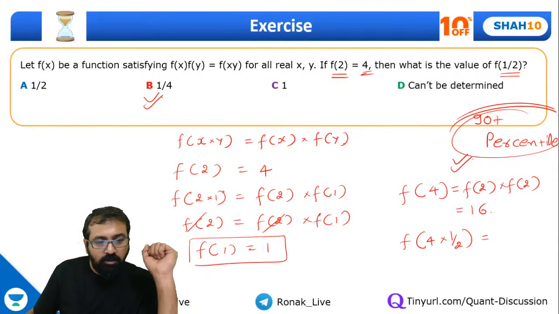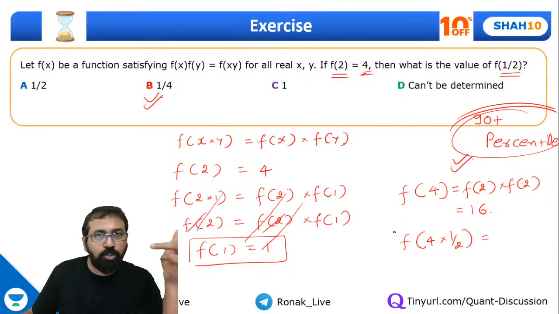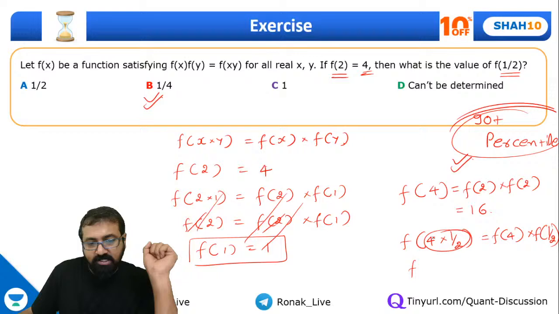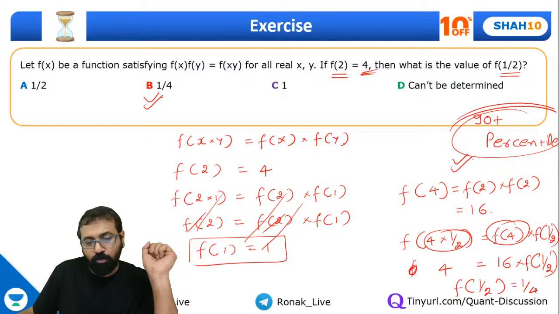Okay. So we can find out over here f of 4 into 1 by 2 is equal to, in fact we will not require this step, you can exclude this step. f of 4 into 1 by 2 is equal to f of 4 into f of 1 by 2. Okay, and this is nothing but f of 2, right? This is f of 2. So what is f of 2? It's 4, of course. So plug in 4 over here. What is f of 4? It's 16. So you will get f of 1 by 2 is equal to 1 by 4.